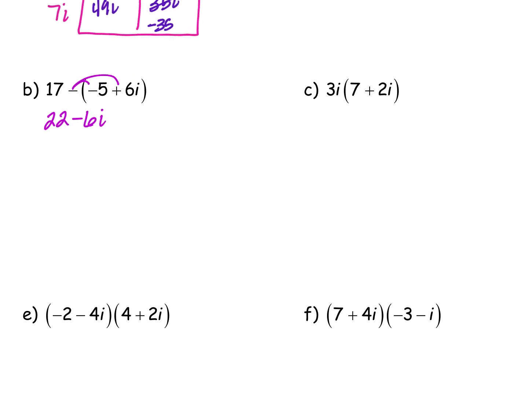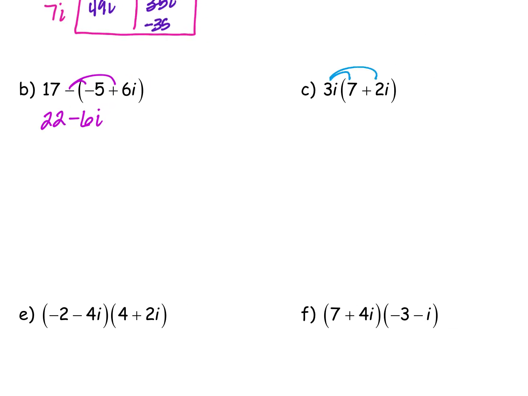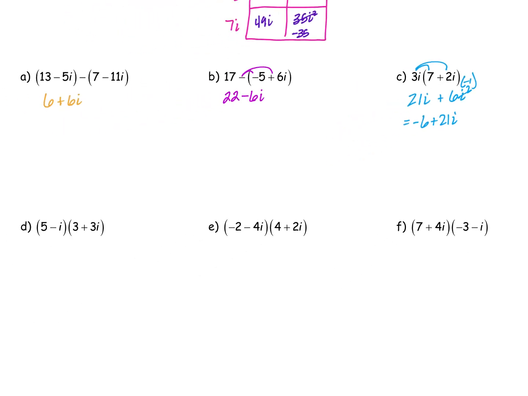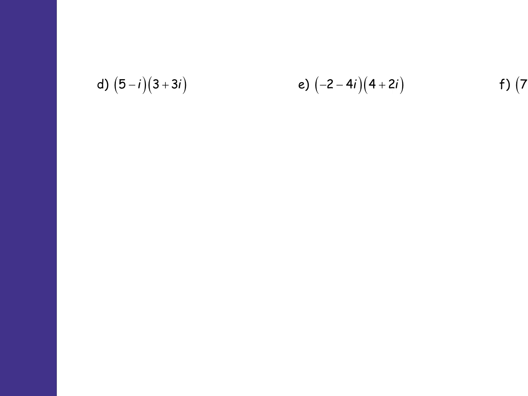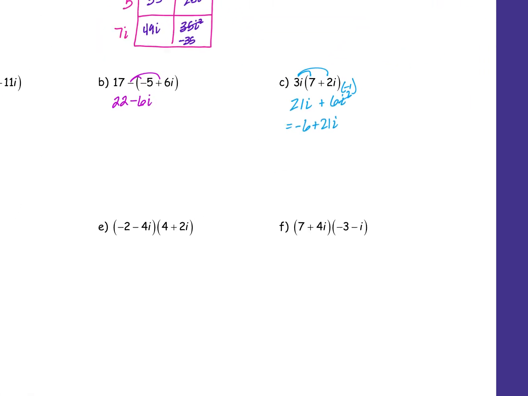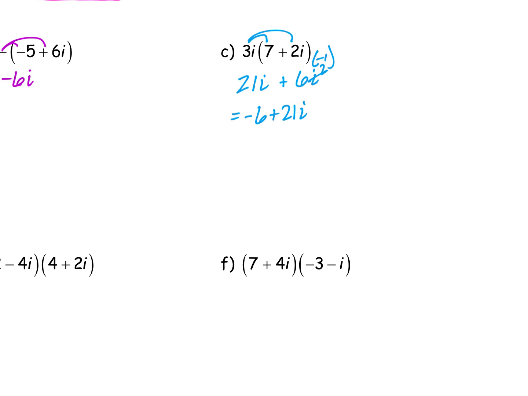And then we're going to multiply here, so I'm going to distribute also. So 3i times 7 is 21i. And 3i times 2i is 6i squared. So this becomes, i squared is negative 1, so that's negative 6 plus 21i. Are you okay with that one? Okay.